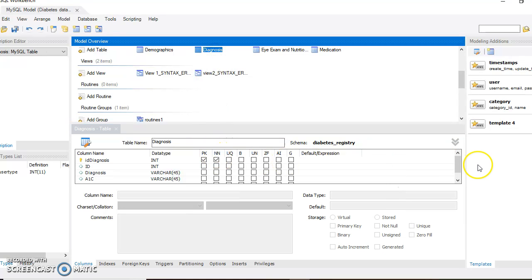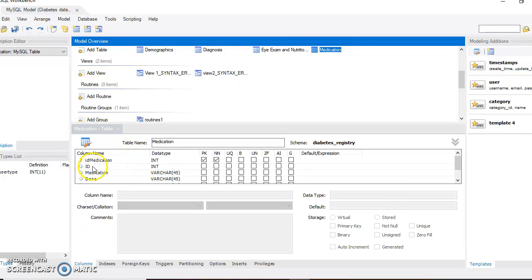Next, we have our diagnosis table. We want to understand also the diagnosis and what their A1C level was at the time of diagnosis. We have eye exam and nutritional counseling. Again, the common identifier is that unique patient ID within the Southern New Hampshire registry. We want to know whether the patient has had a retinal eye exam in the last 12 months and whether they've received nutritional counseling. Finally, we want to follow up on what medications these patients are taking.